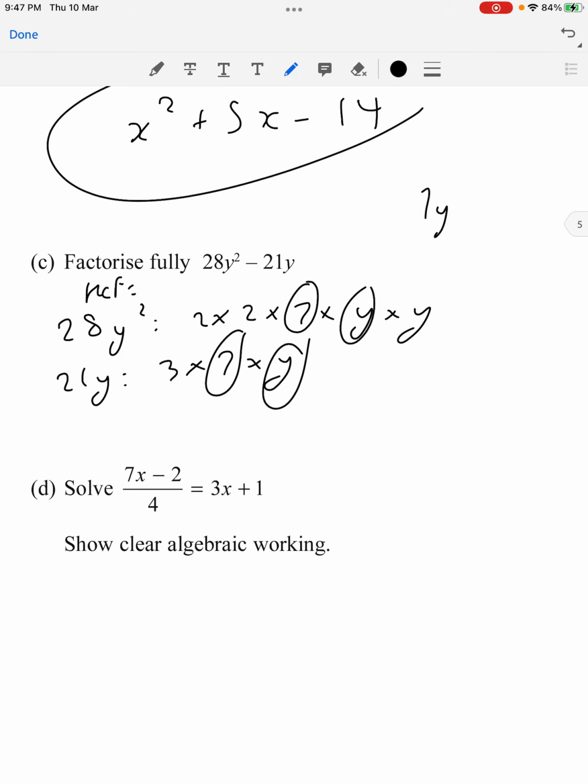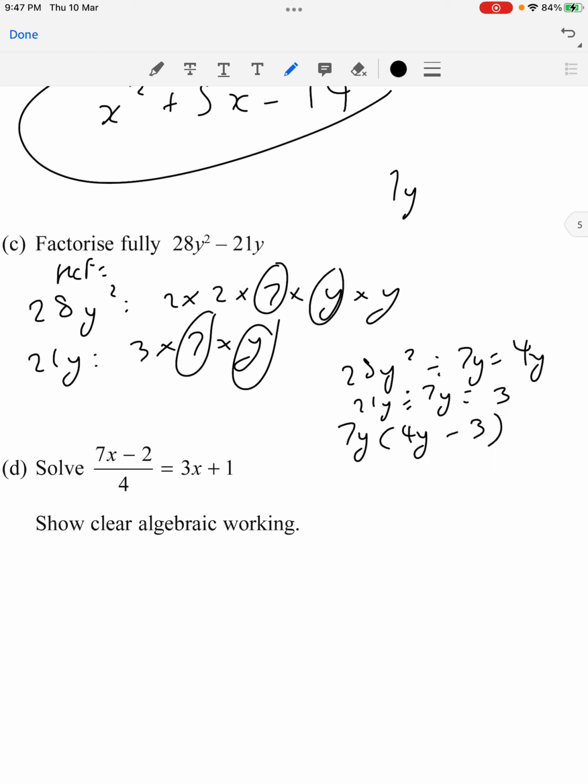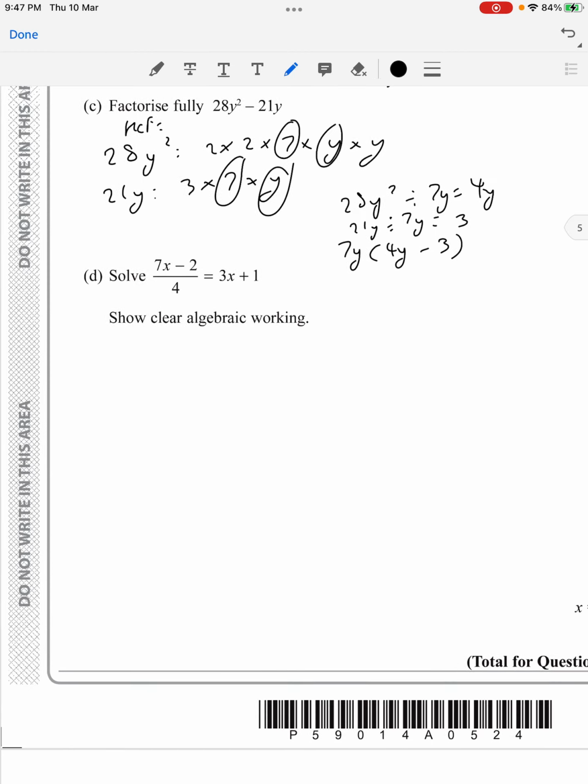Since we have 7y as a start, we can group them: 28y squared divided by 7y should give you 4y, and 21y divided by 7y should give you 3. So you have 7y brackets 4y minus 3. There you go. You can write that down.